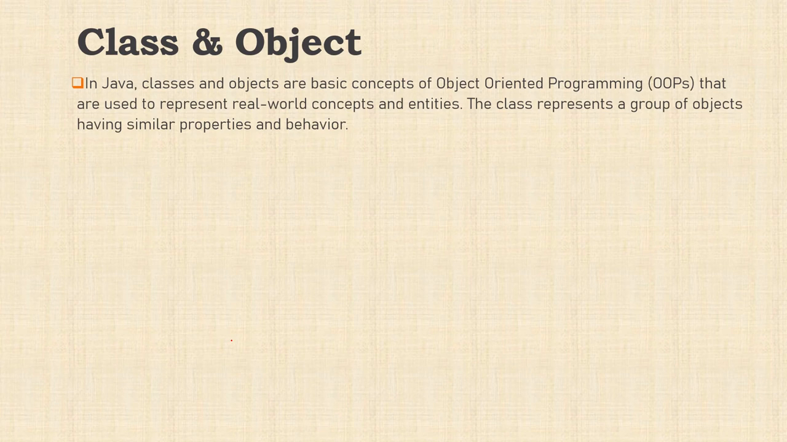Class and object. In Java, classes and objects are basic concepts of object-oriented programming. If you want to understand OOPS, then firstly you have to understand Java, how you can create classes and objects. Inside Java, classes are used to represent real-world concepts and entities. The class represents a group of objects having similar properties and behavior. So a class is a group of objects having similar properties and behavior.